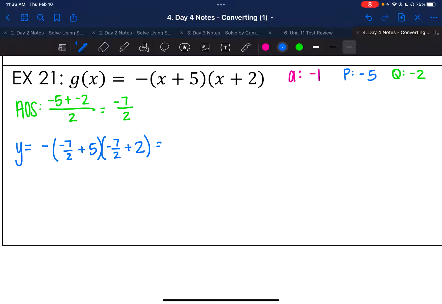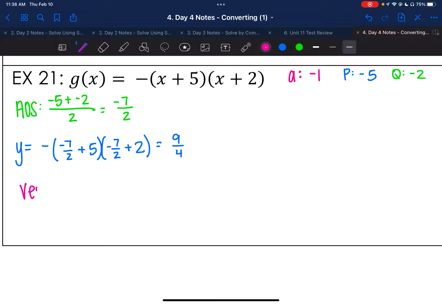And again, you'll type that into your calculator exactly as you see it. Negative parentheses, negative 7 over 2 plus 5 times negative 7 over 2 plus 2. And that gives us 9/4.